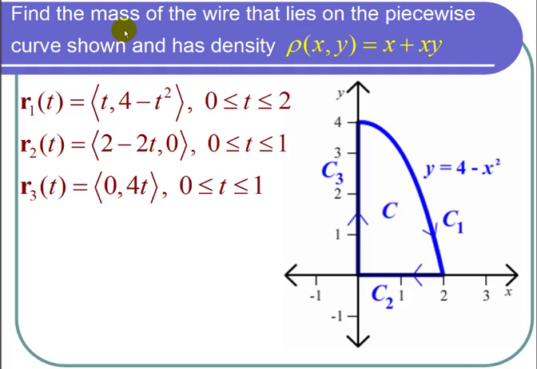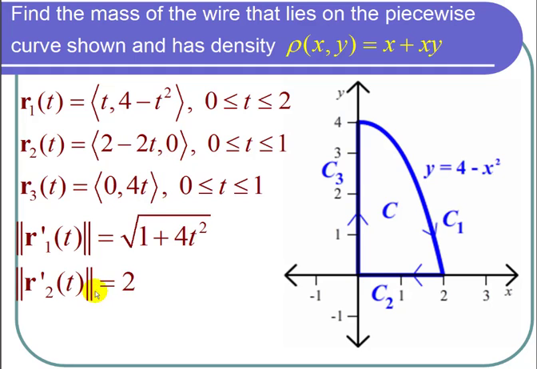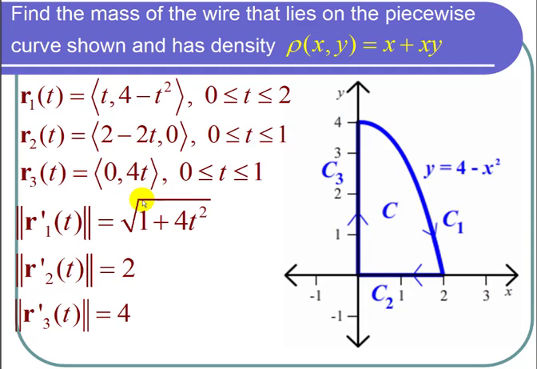So the mass is defined as the line integral of the density ds. So for ds, I need to calculate the magnitude of r prime for each of these r's. So let's start with r1 prime, and that's <1, -2t>. And the magnitude of that is the square root of 1 plus 4t squared. r2 prime is <-2, 0>, and its magnitude is just 2. And r3 prime is <0, 4>, which has magnitude 4.